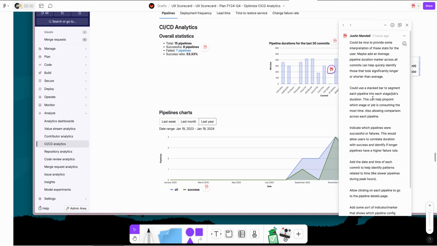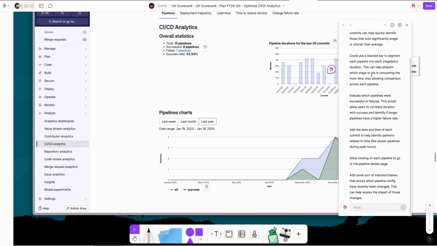The charts are just giving me representations of data. It doesn't help me, right? I really have to know what I'm looking at. I really have to dig into things to try and figure out what it means or what I might be able to do in order to improve how my pipelines run. So maybe add an average pipeline duration marker across all commits. Anyway, I have lots of suggestions. I'll put these into the issue.